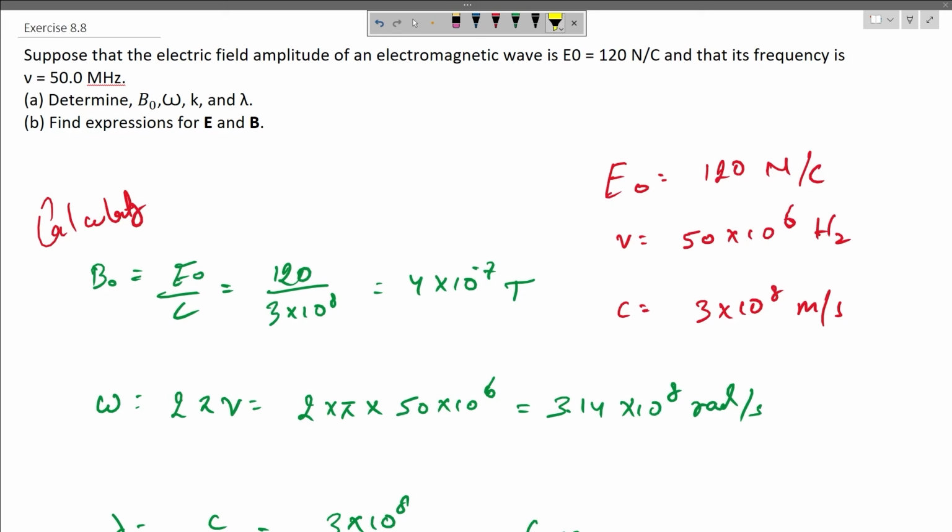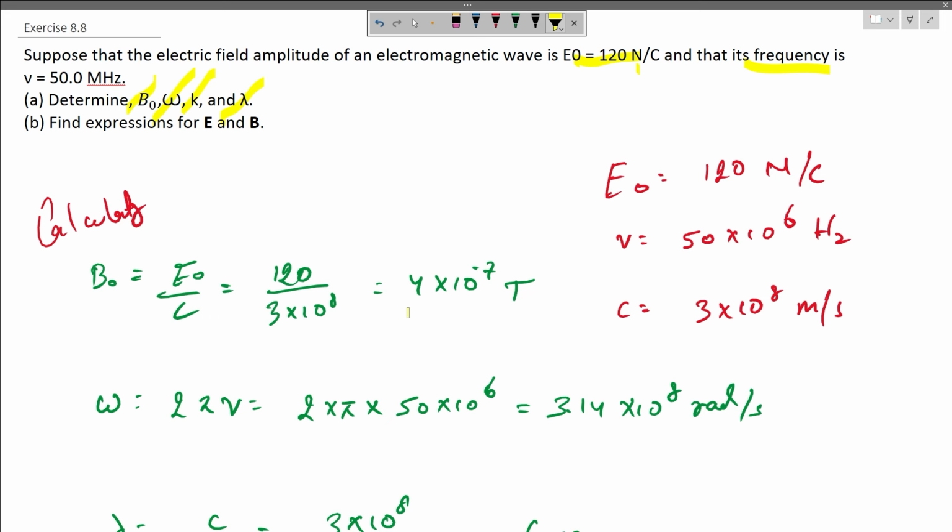The question says that suppose the electric field amplitude of an electromagnetic wave is E naught equals 120 Newton per Coulomb and its frequency is 50 megahertz. We have to determine the magnitude of the magnetic field, omega the angular frequency, k the wave number, and lambda, that is the wavelength. So we know that B naught equals E naught by C, or the magnetic field magnitude equals the electric field magnitude divided by the speed of electromagnetic wave.